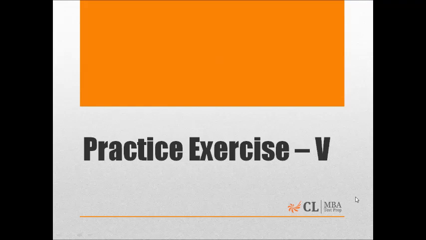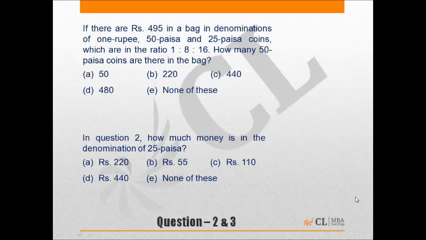Practice exercise 5. Let's look at a few questions from this exercise, and as usual we'll be looking at alternate ways of solving the question. We'll be looking at those questions which help us clear some concept, which give us some kind of calculation shortcut, or which we are able to do with the help of choices. Let's go to the first question, questions 2 and 3.